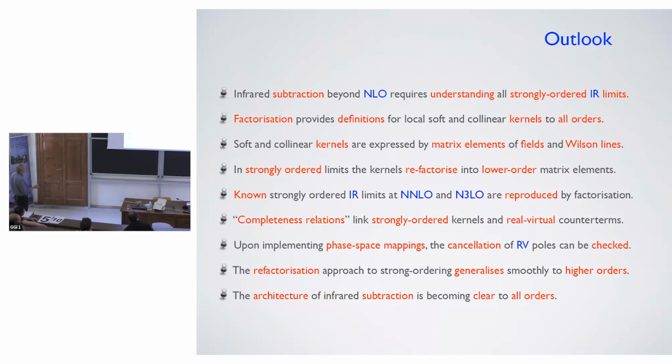And once I know that there is this refactorization, I can use, quote, completeness relations to link the K12s to the KRVs. Then you still, in the collinear sector, have to implement phase-space mapping, check for consistency, but the cancellation of the real virtual poles can be checked. And of course, all of this, in principle, smoothly generalizes to higher orders. Everything that I have shown can be done. It gets, of course, more complicated, but also at higher loops.